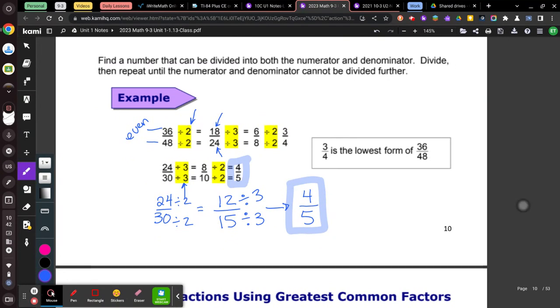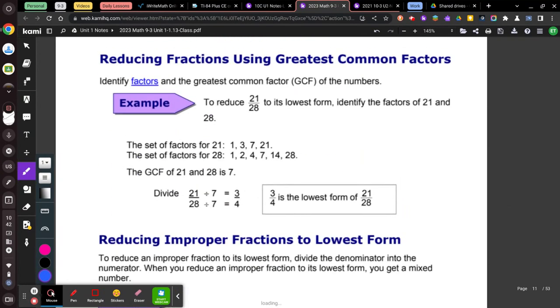All right, turn your page. Using greatest common factors. So again, all this is dividing by numbers that are larger, so you don't have to reduce for so long. Sometimes reducing can take you like a full page. So what you want to do is maybe make a factor list and see what they have in common. So for example, 21 and 28, they're big numbers.